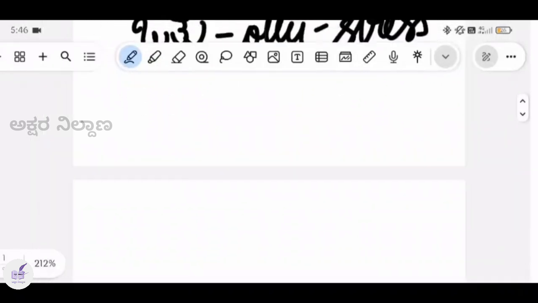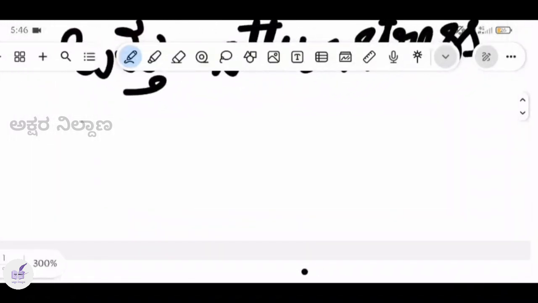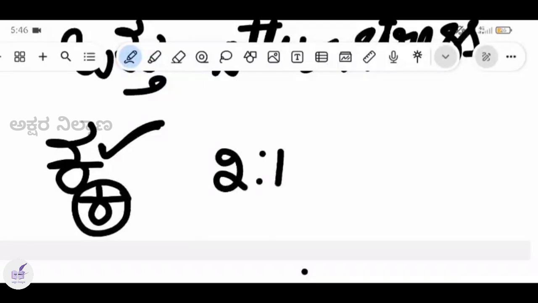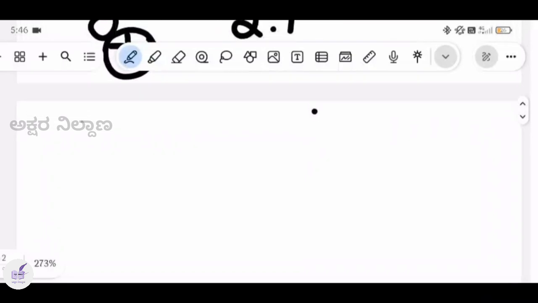Now we will see Ottaksharas. Before that, we will see the rules to write Ottaksharas. Ottakshara should always be written at the right bottom corner of the main letter. If this is the main consonant, Vattu should be written at the right bottom corner. And the size of the Vattu should be in a 2:1 ratio to the main consonant. Yes, we'll get started on how to write Ottaksharas.